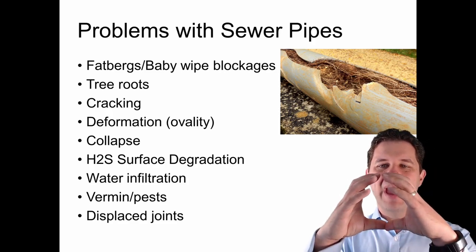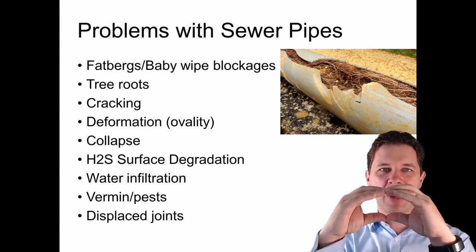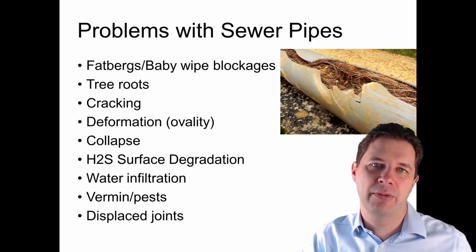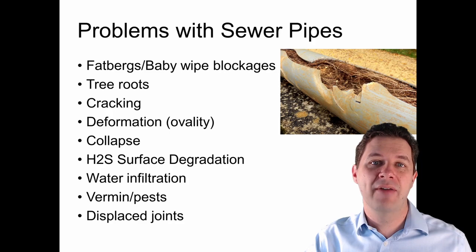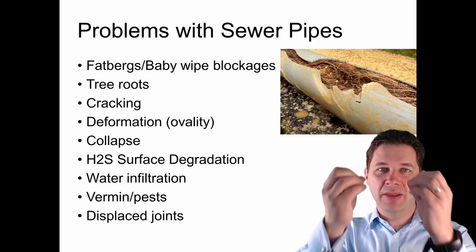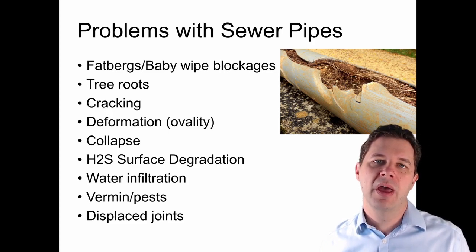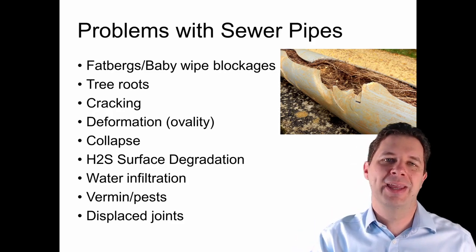Deformation, where our round, circular sewers can become oval sewers as they start getting crushed down. And so we're wanting to measure the ovality of the sewers in that respect. Sewers can collapse. This is kind of our worst case scenario, where a whole lot of the sewer has just fallen in and there's no sewer anymore.